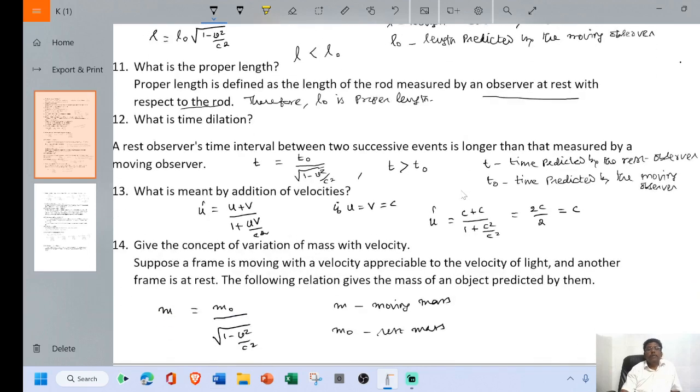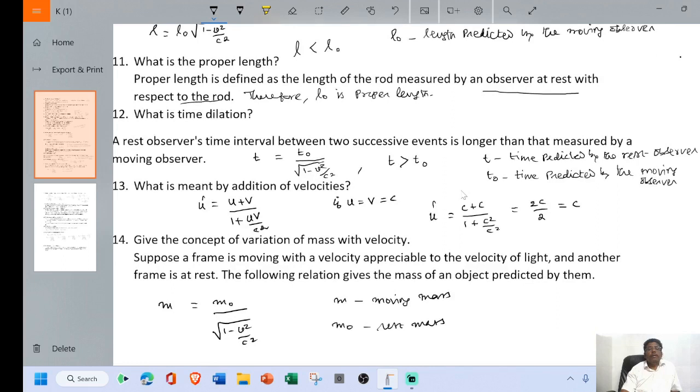What is time dilation? A rest observer's time interval between two successive events is longer than that measured by a moving observer. Suppose T is the time predicted by the rest observer and T0 is the time predicted by the moving observer, then T equal to T0 divided by root of 1 minus v square by c square. Here T is greater than T0.